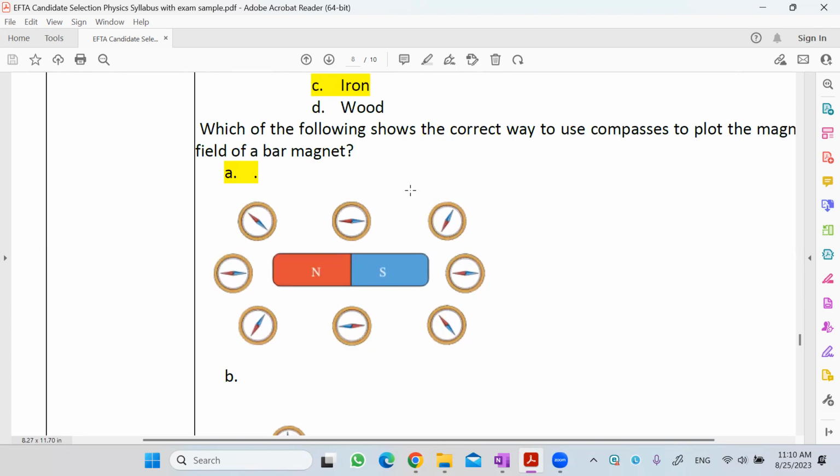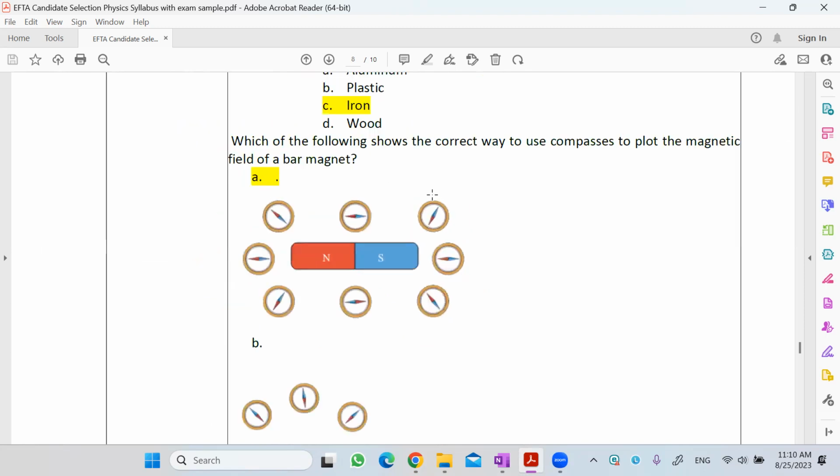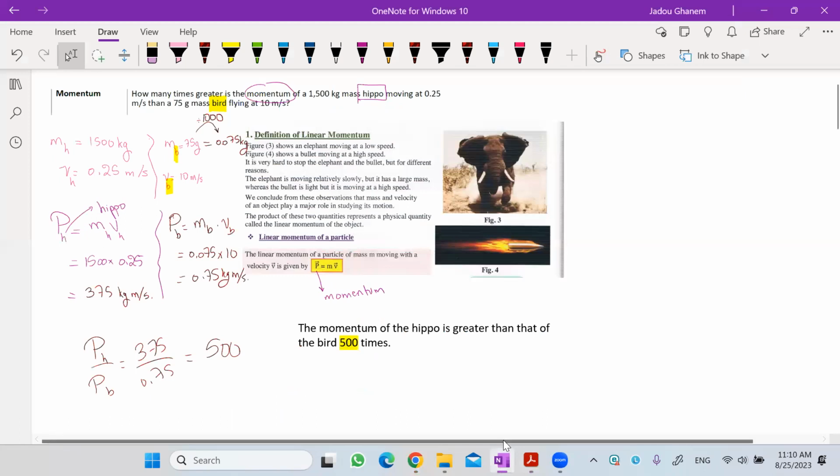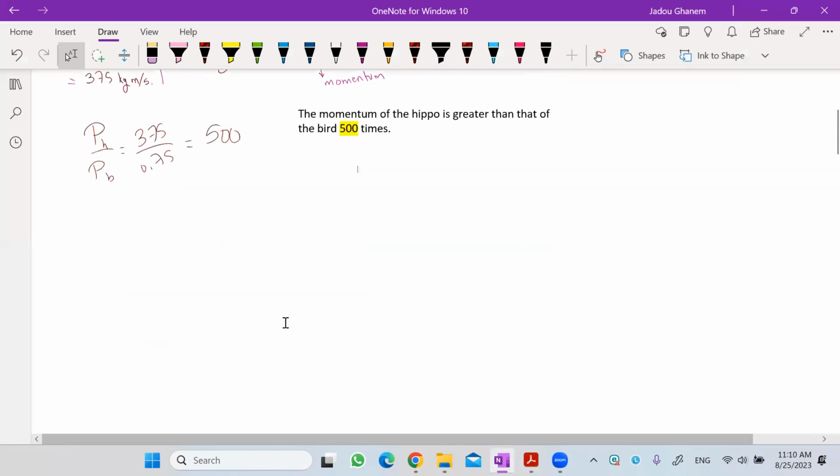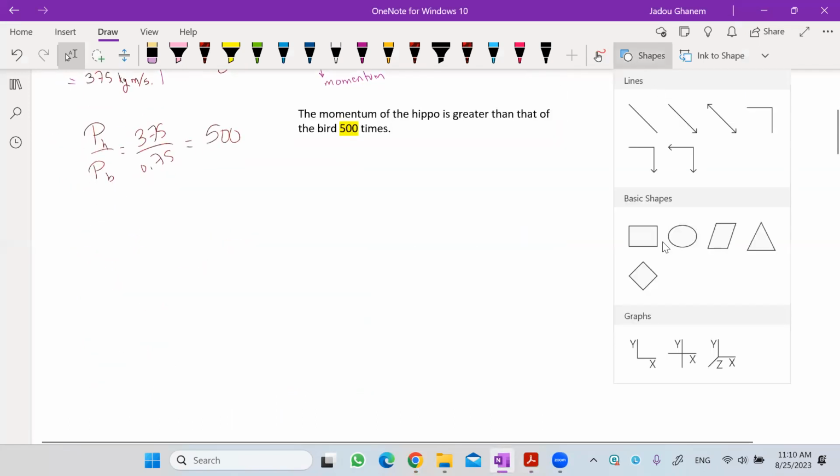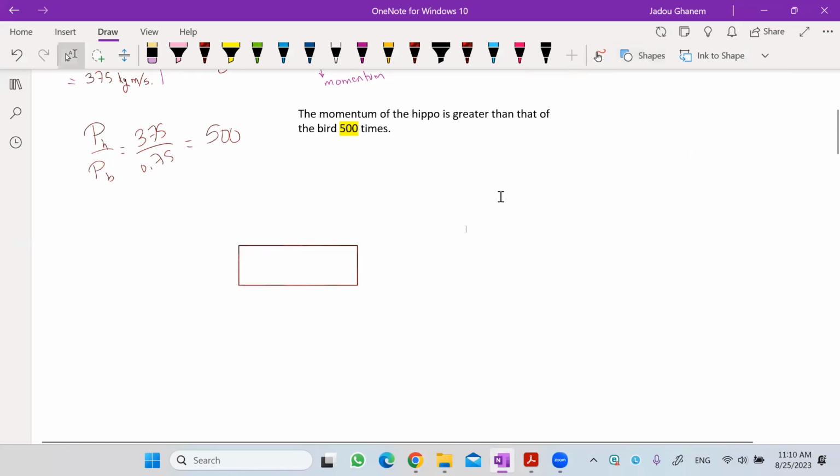Now, which of the following shows the correct way to use compasses to plot the magnetic field of a bar magnet? Just remember, I'm not sure if you remember the magnet and how it works. Usually a bar magnet is formed of two parts. One of them we call plus, and usually the other negative. We usually name them north and south. One of the sides will be named north and the other will be named south.